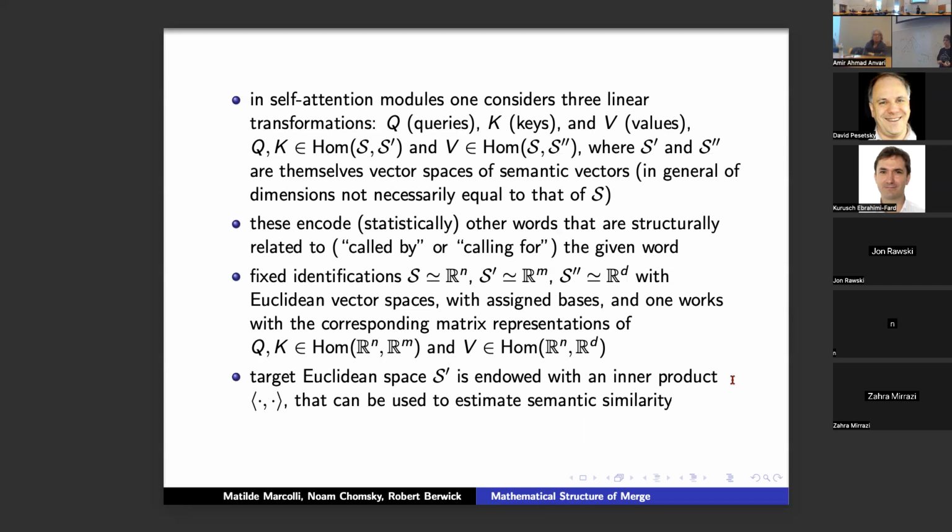So what do they do? They encode, in a statistical way, over whatever super large corpus of text, other words that are structurally related to a given word. What they are identifying is other words that are either called by or calling for it. It turns out that structurally related really means structurally related in the sense that we want, and I'll say that in a moment.